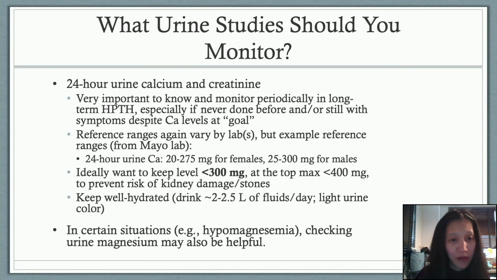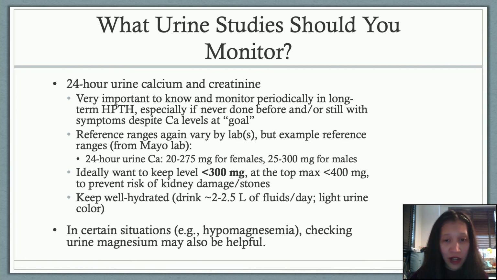Reference ranges vary by labs, but for example, reference ranges from the Mayo lab suggest that a 24-hour urine calcium should be between 20 to 275 milligrams for females and 25 to 300 milligrams for males. Ideally, you want to keep that urine calcium level less than 300, and actually even less than 250 for the most part. Sometimes we'll accept up to 400 milligrams, but that's kind of pushing it, in order to prevent the risk of kidney damage or kidney stones.